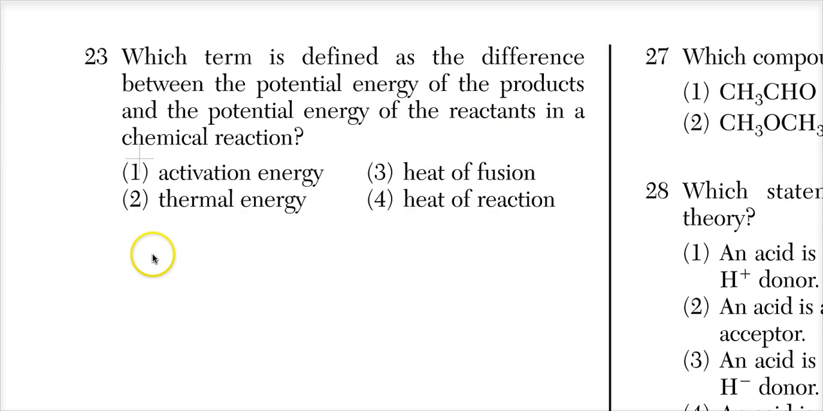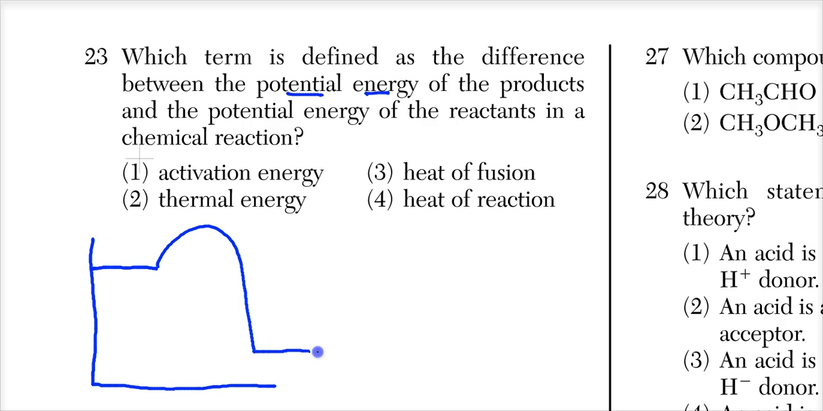Number 23, which term is defined as the difference between the potential energy of the products and the potential energy of the reactants in a chemical reaction? This seems like a straightforward definition, but again, everything in chemistry seems to be tied to a concept. So we go back to our potential energy curve. Now, if I had this reaction, it's exothermic. That means I have a lot of energy to start with, and I have a lower amount of energy to end with. And we would say that the reactants have higher potential energy than the products.